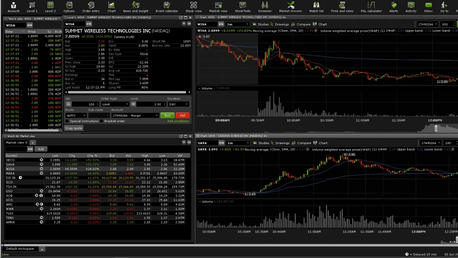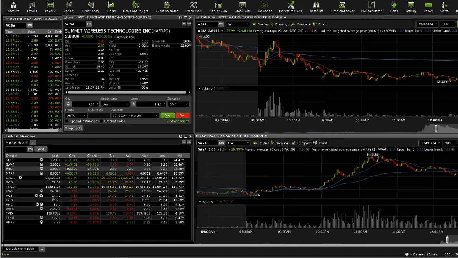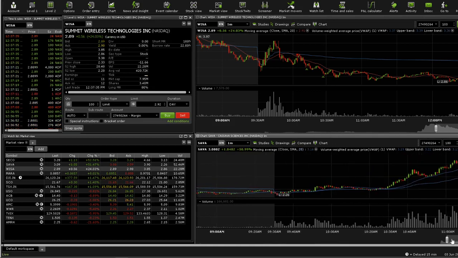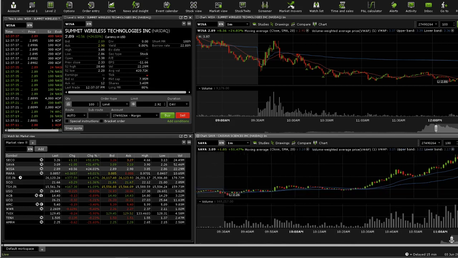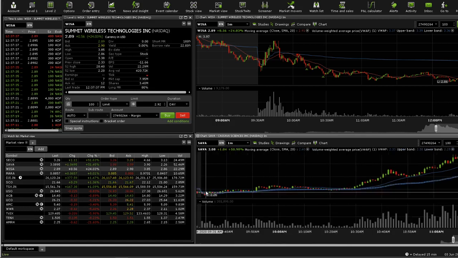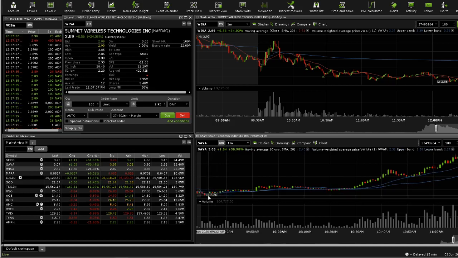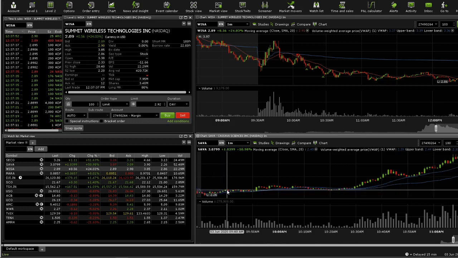And kind of the opposite of what happened with WISA, we can check SAVA here, Cassava Sciences. This was a very strong stock today, and it showed a lot of strength. You see here, it breaks below the VWAP for a couple of minutes. It holds there, but not very convincingly. There's a lot of support at the 225 level. It shoots back up above VWAP, holds above VWAP, and consolidates above VWAP.